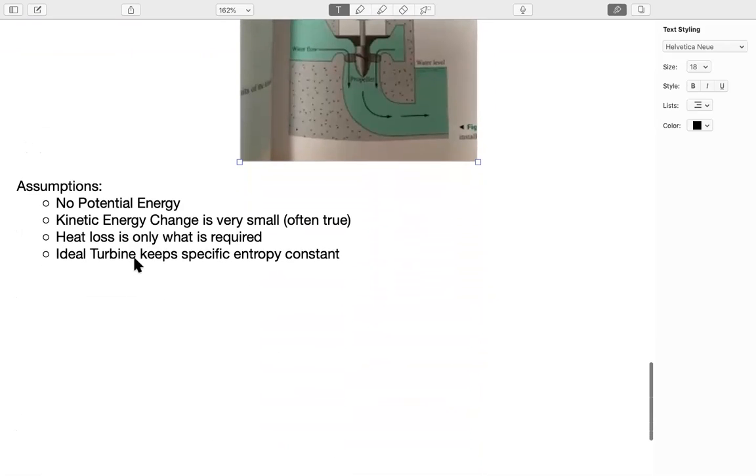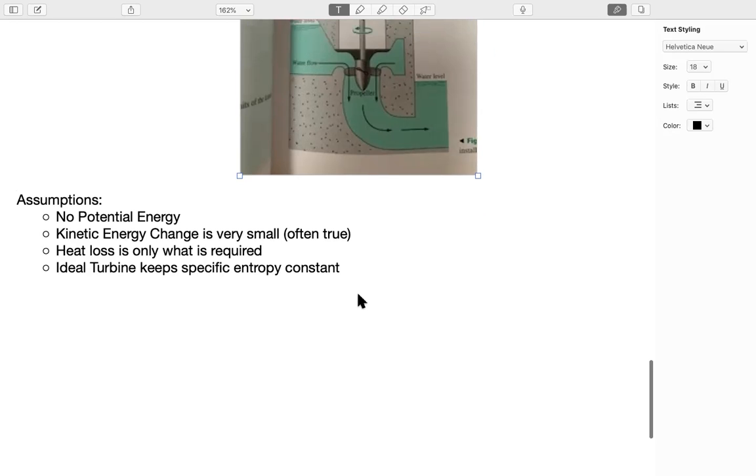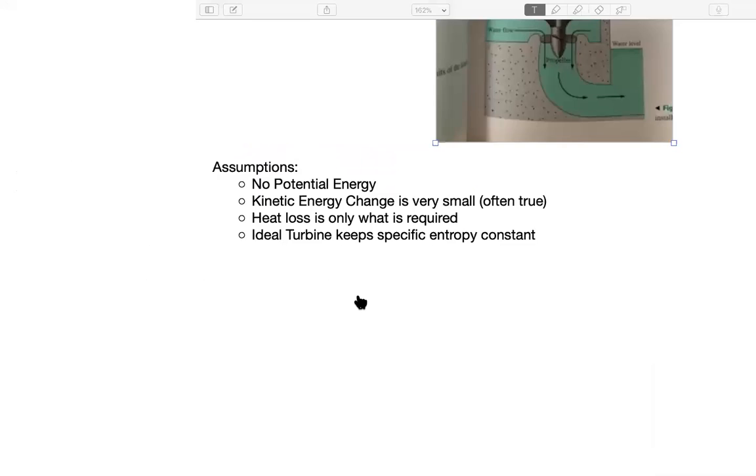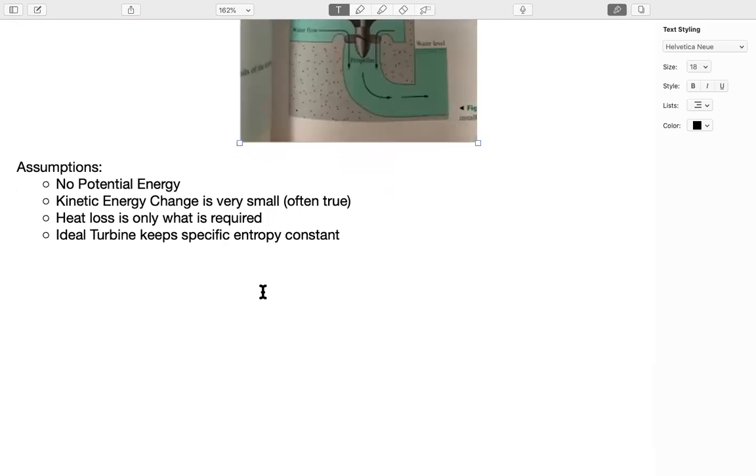A lot of times the best you can do is going to be, remember, heat exchanges can be associated with entropy. So what you will do is assume that there's no specific entropy change, at least in an ideal situation. So you'll assume that the specific entropy is constant throughout.